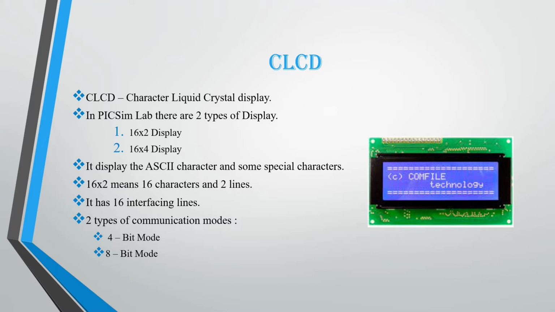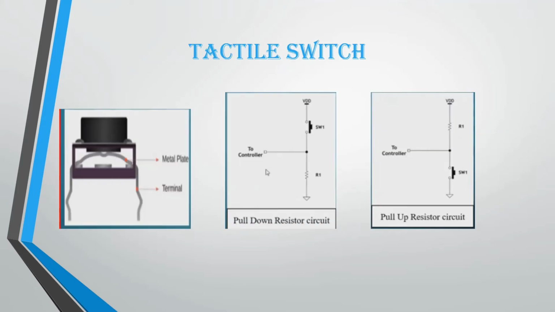16 cross 2 means 16 characters and 2 lines. Similarly, 16 cross 4 means 16 characters and 4 lines. It has 16 interfacing lines and it works on two communication modes. One is 4-bit mode and another one is 8-bit mode. Tactile switch. A tactile switch allows electricity to flow in circuit by manually pressing the operating section. As shown in slide, pull down resistor circuit and pull up resistor circuit are used in PIC board.